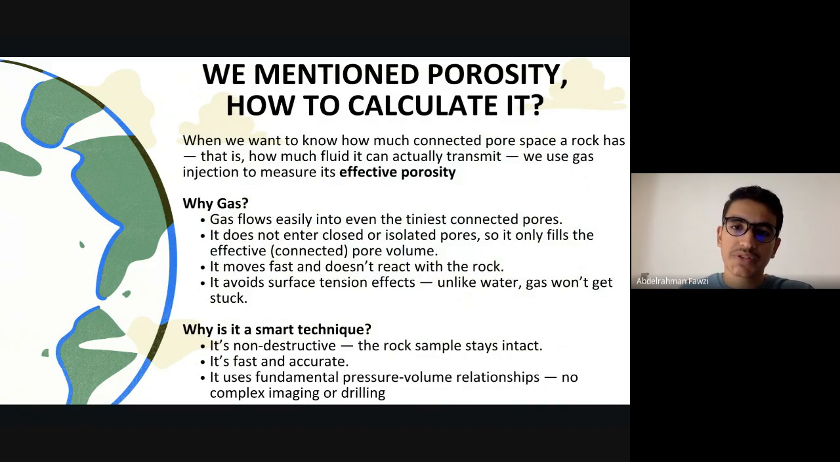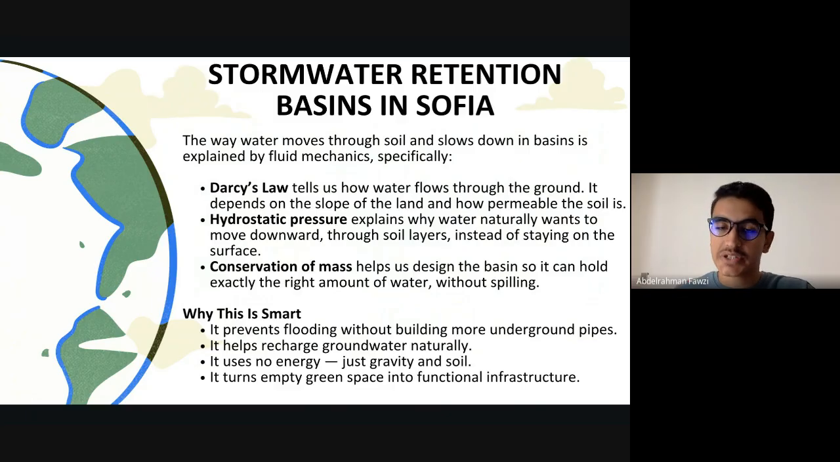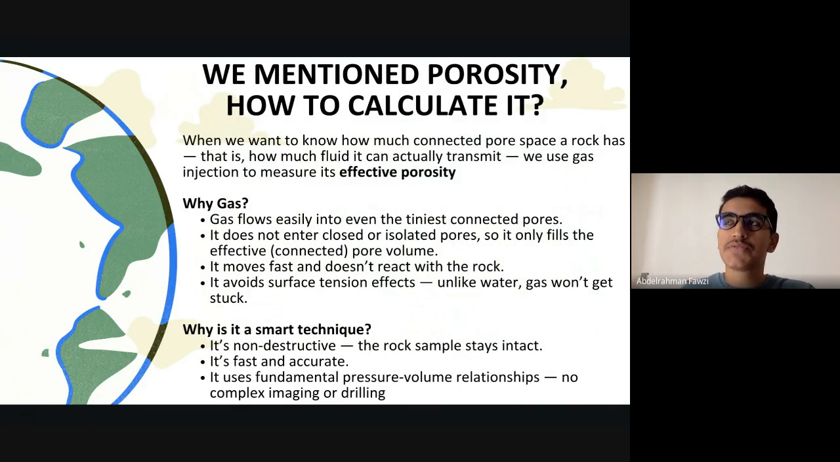We mentioned porosity because these patterns must be porous. So how do we know if a rock matrix is porous or not? We also use fluid mechanics. We use gas injection. And why do we use gas? Because gas flows easily into the tight zones and the tight pore spaces. It is also non-wet. What is non-wet? It's not going to stick on the rock surface, and it doesn't react with the rock. So it's a very effective way to calculate the porosity, and it also calculates the effective porosity.